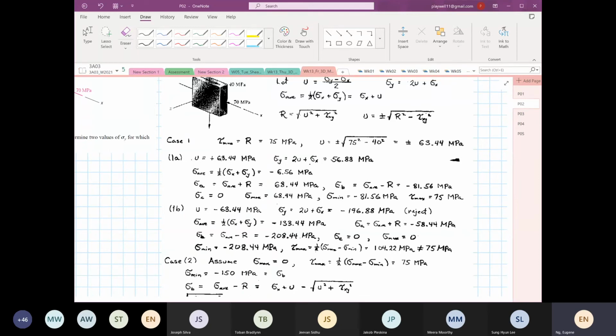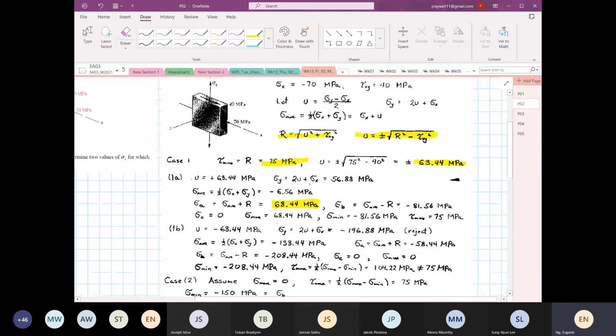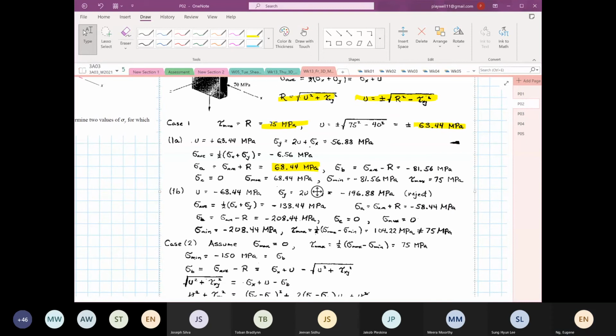So you have values like this, 65 megapascal, and they start forming equations. To be frank, I don't know what these equations are all about. Then they have a stress max down here, then all of a sudden they have something called reject down here, and then they do a calculation like this.